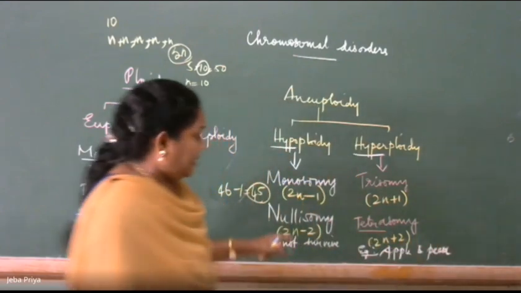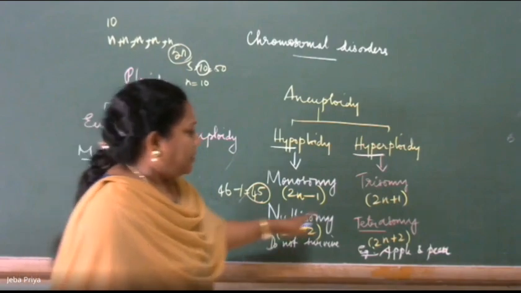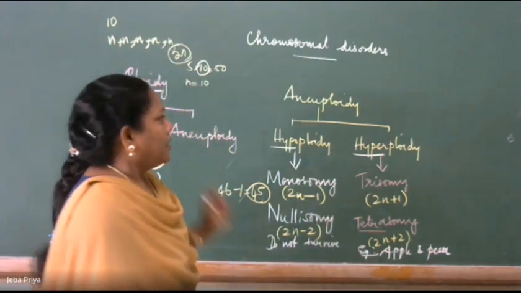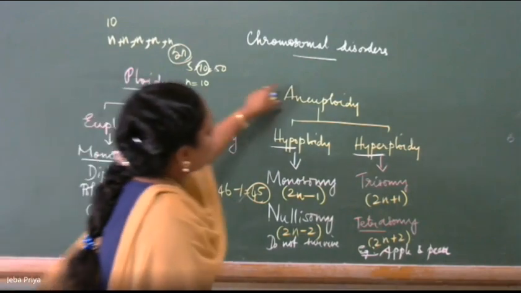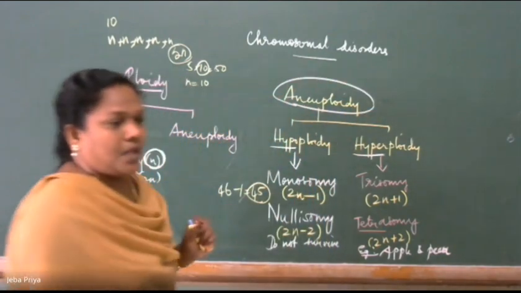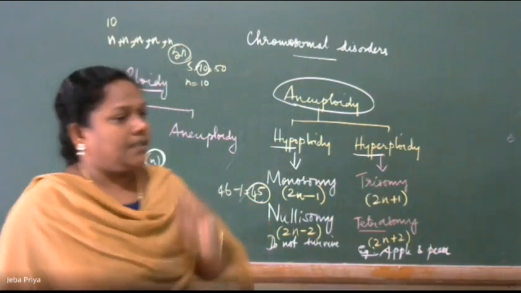Can you understand? Here I told you nullisomy, they will not survive. Here, apple and pear, these two examples I'll give you when I teach you. Okay, understood? Now, here this aneuploidy, why does aneuploidy occur?